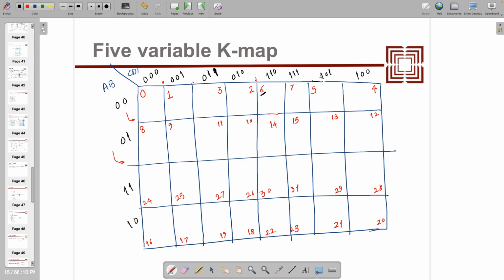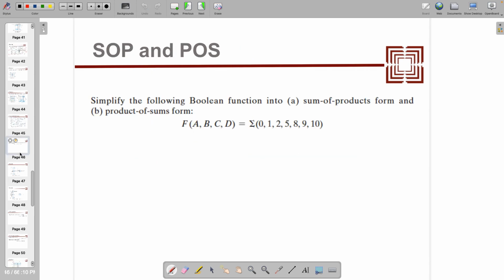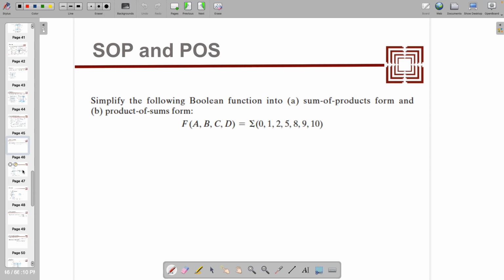So, the same way you can combine. You have to increase your visualization power in terms of combining ones and zeros. So now let's go further. If you have again four variables, look at this summation. You have to find out two things, sum of product and product of sum. So, Hetvi will give me the answer for sum of product and product of sum both, right? Yeah, tell me, what's the answer for part A and part B?